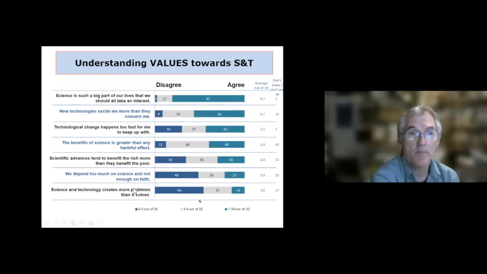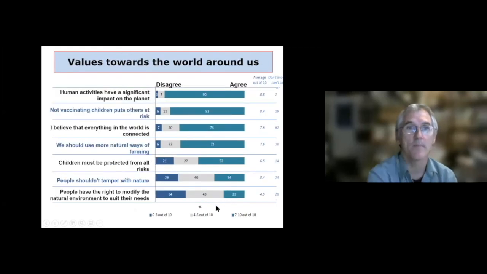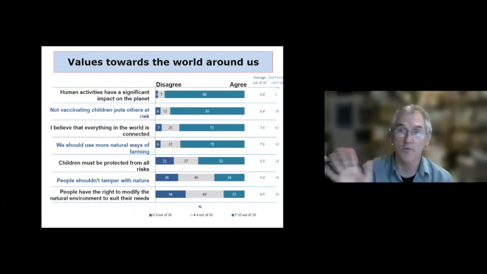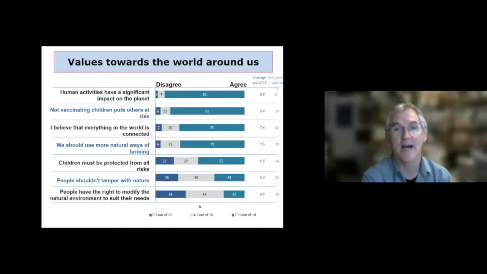Jump down the bottom, science and technology create more problems than it solves. 54% are in the slightly disagree, 14% in the agree. I'm going to jump to the next one because I'm going to summarize this all up. People's attitudes towards the planet around us went through. So lots of questions, lots of data.